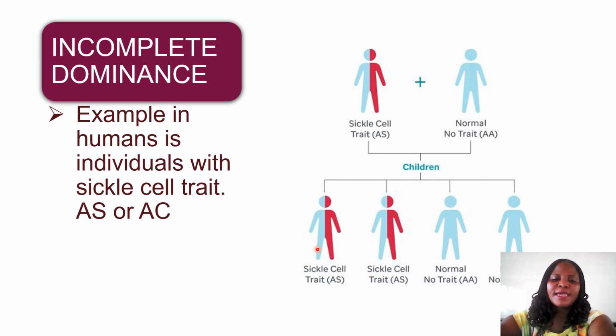Now, when we take the AS, you realize that none of the alleles fully or totally dominates over the other. The A is showing and then the S is also showing in the individual. So an individual with the AS will suffer from mild symptoms of the sickle cell.